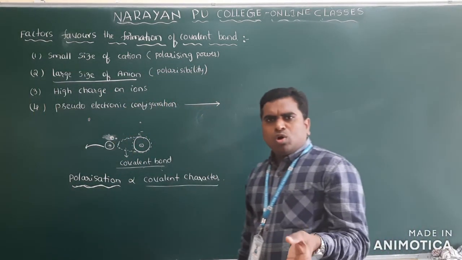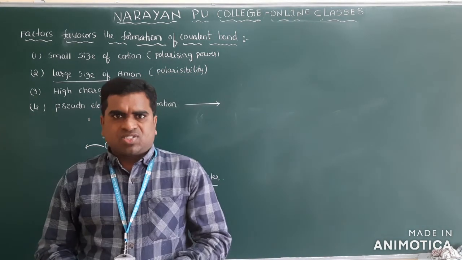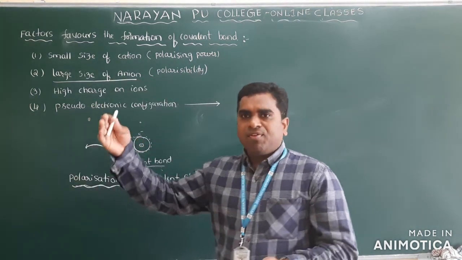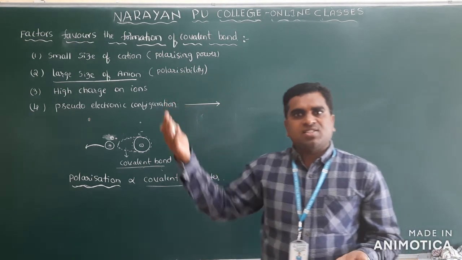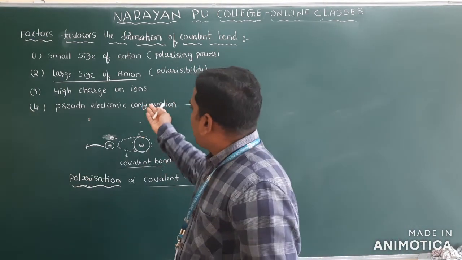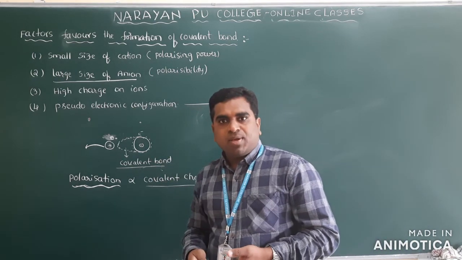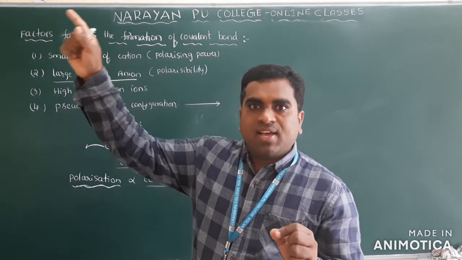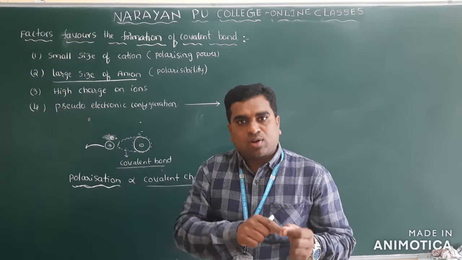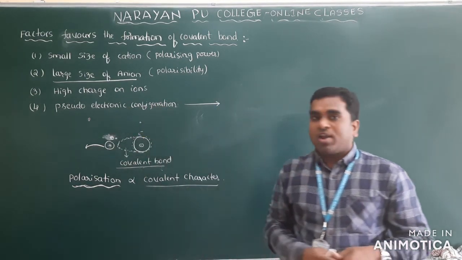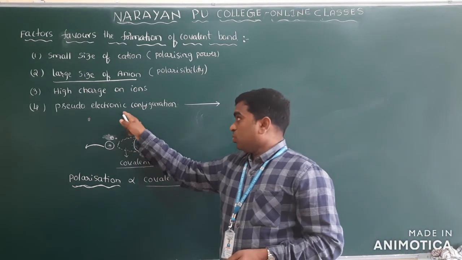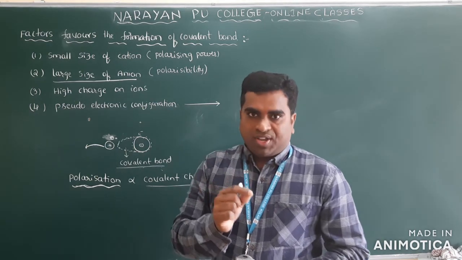So you know, we have discussed the noble octet. Octet means that if eight electrons are there in the valence shell, that is the noble gas configuration. Pseudo electronic configuration means 18 electrons are there in the valence shell instead of 8 electrons. That configuration we call a pseudo electronic configuration.